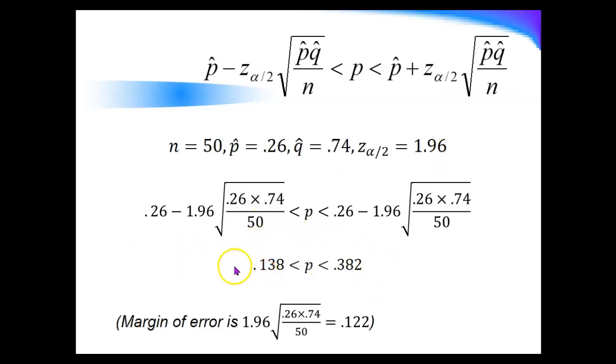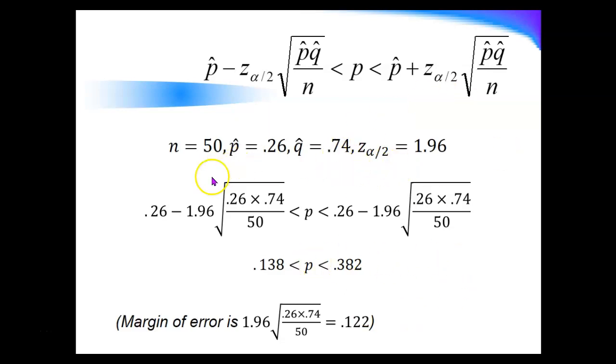So here's what our answer looks like. p is between 0.138 and 0.382. That is, under the circumstances based on that survey we did, we can be 95% sure that somewhere between 13.8% and 38.2% is the percent of Lincoln College students who own a yo-yo.